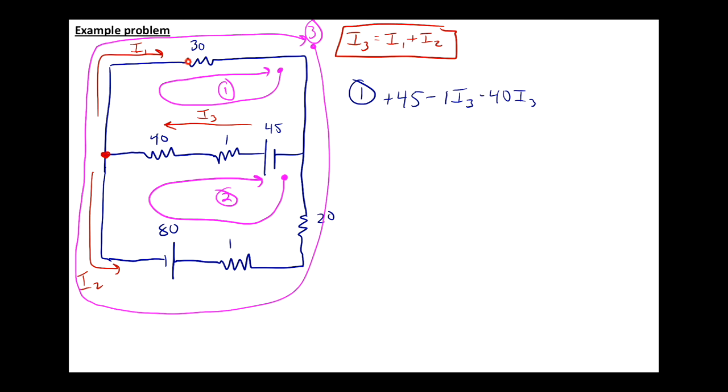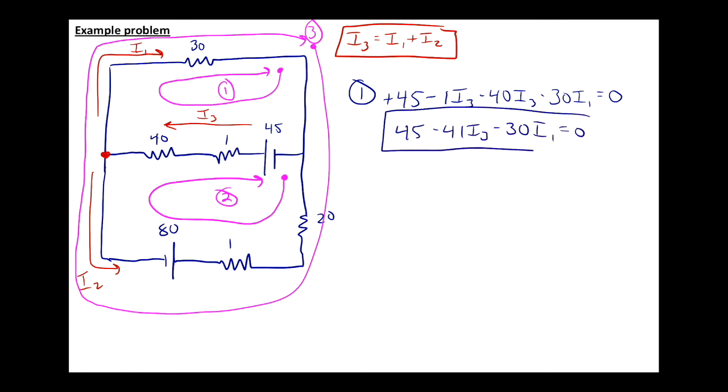And then we arrive at this 30 ohm resistor, and we're going in the direction of the I1 current. So that's still downstream. So I'm going to write that as minus 30 times I1. And then since I'm back at where I started, we're going to say that that's equal to 0. Those ups and downs have to add to give me 0 change in potential. And of course, we can combine a couple of things here. We could write this as 45 minus 41 I3 minus 30 I1 equals 0, and then we have a second equation we could use. Good?